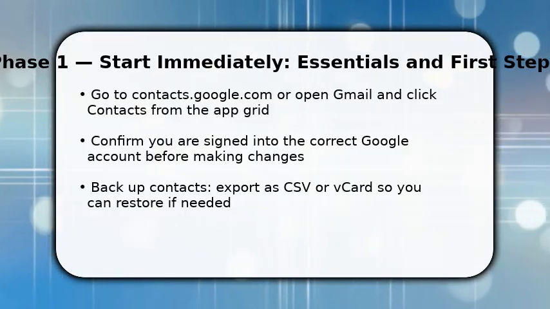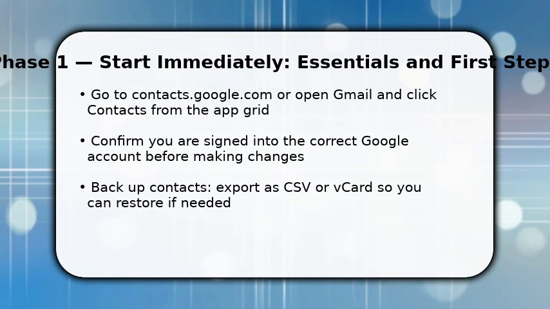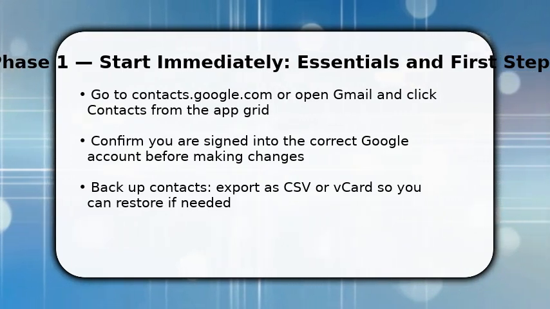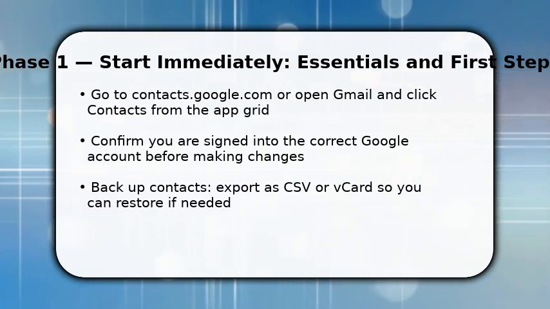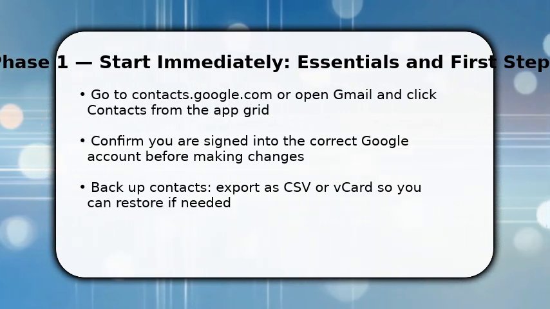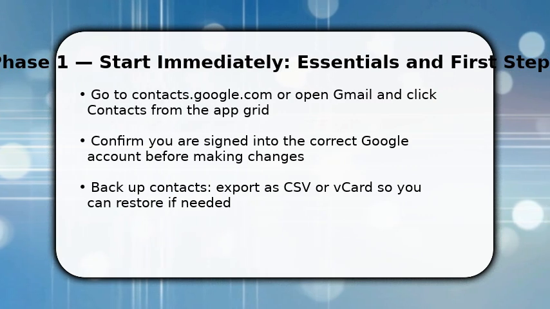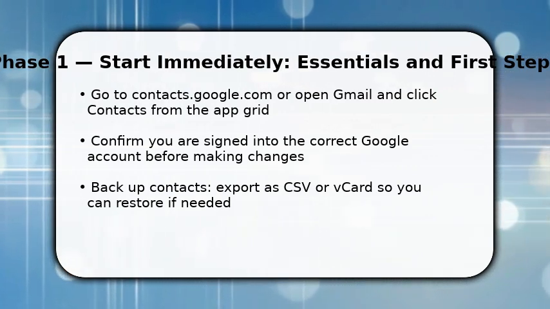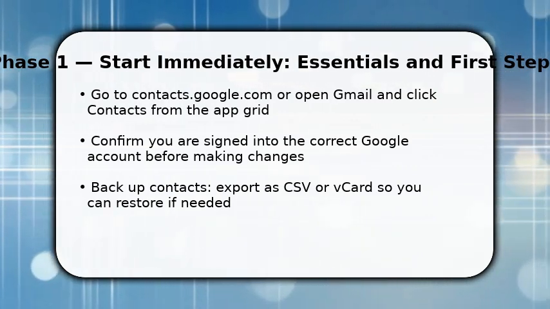You start by opening contacts in the same Google account that holds the old entries. This matters because each account has its own list. Once signed in, scan the left menu for labels and the search box. Make sure to export a backup now, CSV or vCard, so you can restore any contacts you remove.